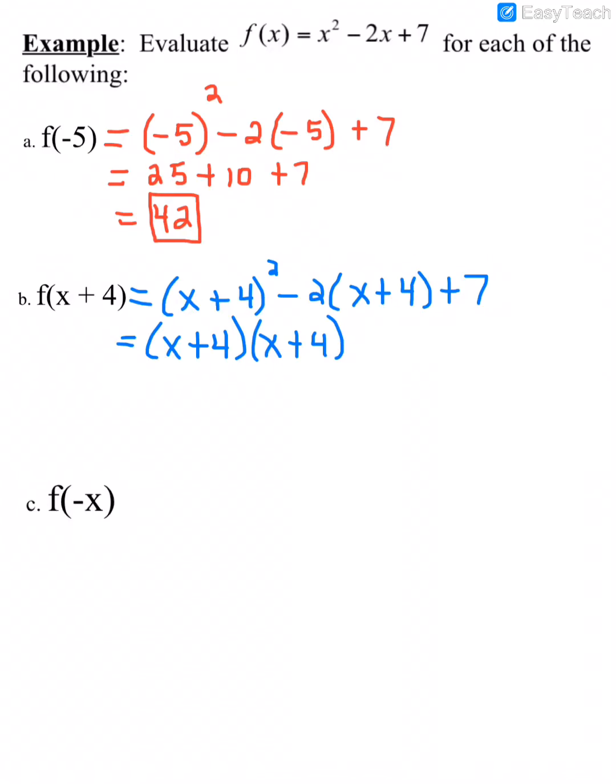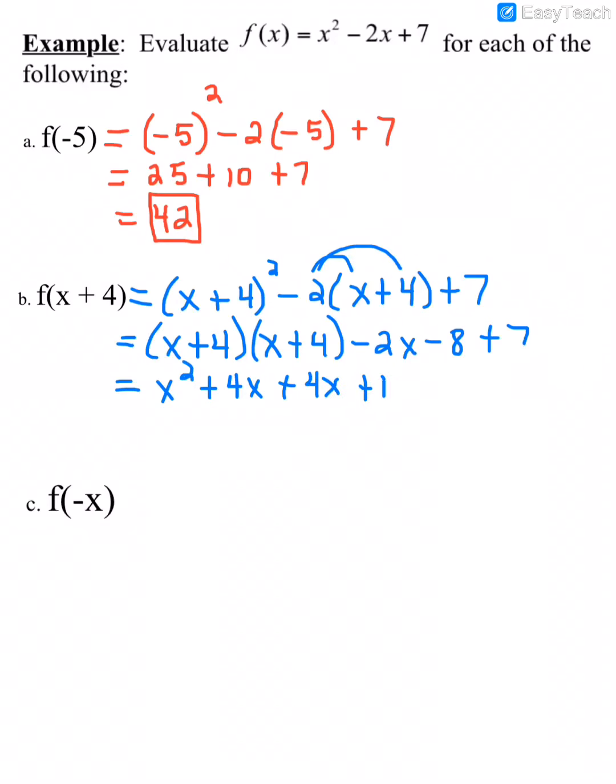Okay, and then I'm going to go ahead and distribute this negative 2 into the parentheses. So that's negative 2x minus 8 plus 7. Okay, and then I want to FOIL the stuff in parentheses. So if I FOIL this, I get x squared plus 4x plus 4x plus 16. And then for this other stuff right here, I'm going to combine my like terms. I'm going to combine the negative 8 and the positive 7. So I have negative 2x minus 1.